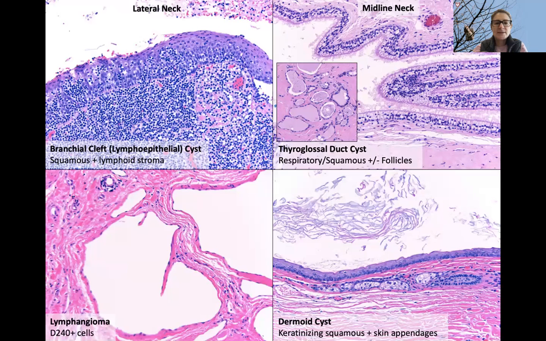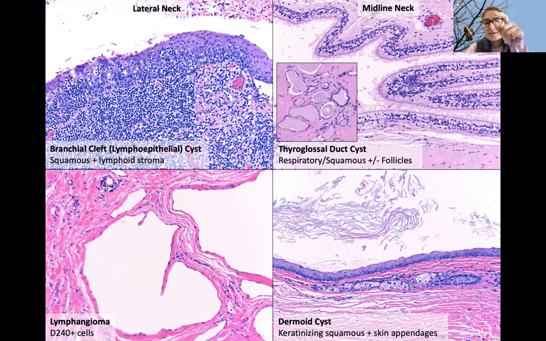So here's our breakdown of the lateral versus the midline neck. Branchial cleft cysts are essentially developmental remnants from the branchial cleft apparatus that are lined by benign squamous epithelium with lymphoid stroma. Lymphangiomas are lined by lymphatic epithelium, in this case, D2-40 is an immunomarker that's specific for lymphatic epithelium. So you can see here on the bottom left, they sometimes have little valves in the lumina.